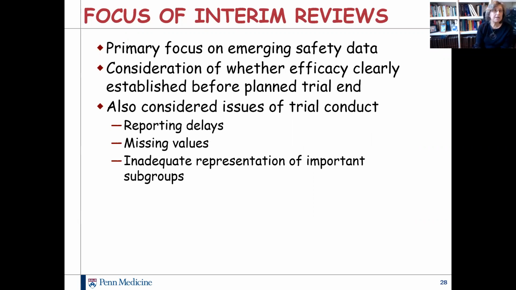So as I mentioned, the interim reviews focused on emerging safety data and also consideration of whether the trials could be stopped early if the efficacy was very strong. A big issue in monitoring was trial conduct, whether there were reporting delays, missing values, inadequate representation of important subgroups. This was something we looked at very carefully. We wanted to make sure that the trials, at the end of the day, would be credible.